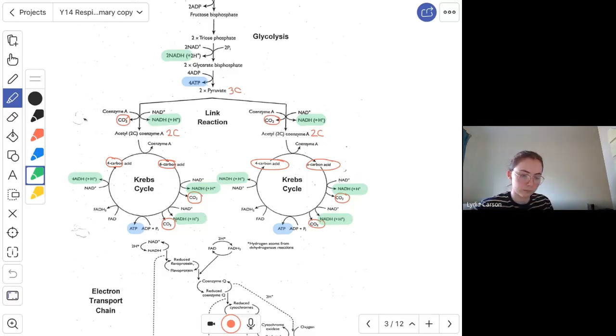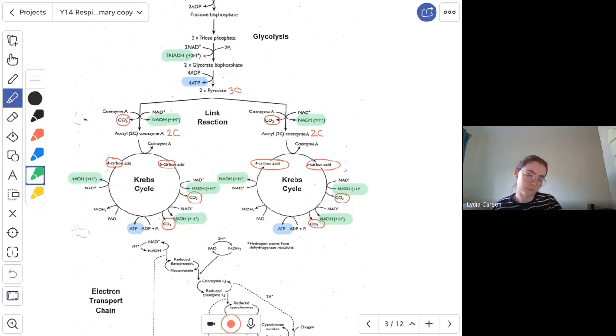I've used different colors for the NADH and the ATP. It's maybe not that clear on the screen. It's lovely on my iPad screen, but it's not so good on my laptop when I look at it. And finally, FADH2.